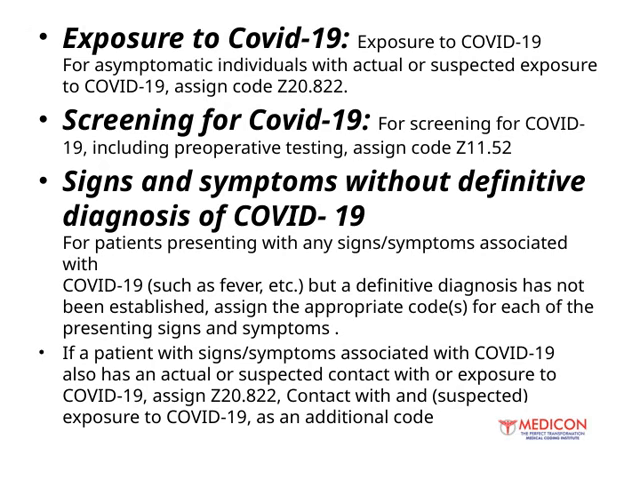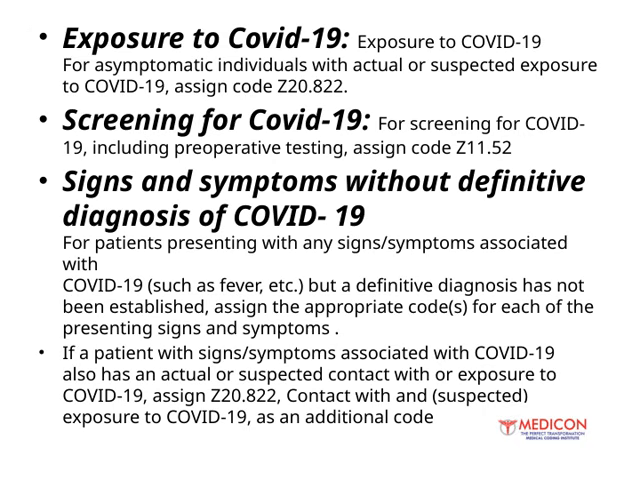Let's talk about exposure to COVID-19. When an individual is asymptomatic but has had actual or suspected exposure, we assign the code Z20.822. This helps us track potential cases even if they aren't showing symptoms yet. Next, for screening purposes, especially before procedures like surgery, we use the code Z11.52. This indicates that the patient is being tested proactively to identify COVID-19 before any clinical signs appear.